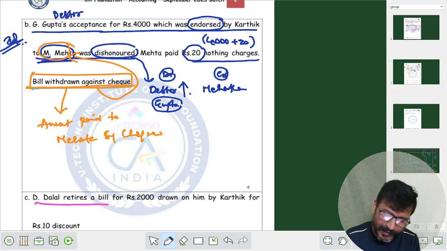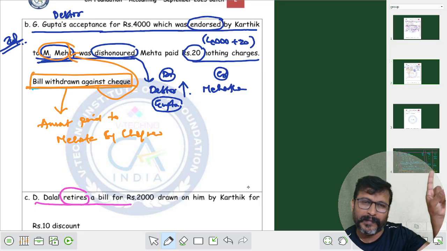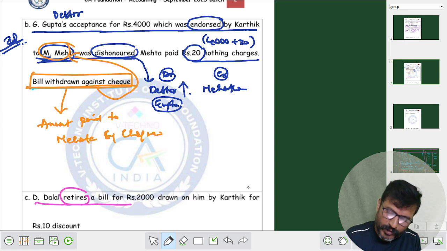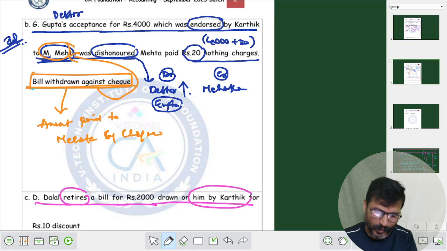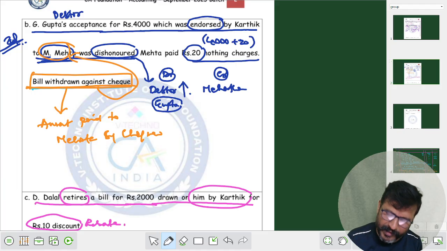Dalal retires the bill. Oh, it goes to the first class of the problem. Retires means early payment. 2,000 rupees, drawn on him by Karthik. Oh, this bill is drawn by whom? Karthik. Who is Karthik? Karthik is a drawer. Dalal is a drawee. At a discount of 10 rupees. This discount is nothing but a rebate.